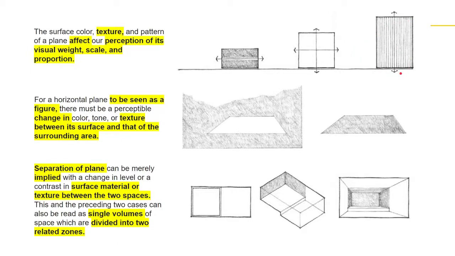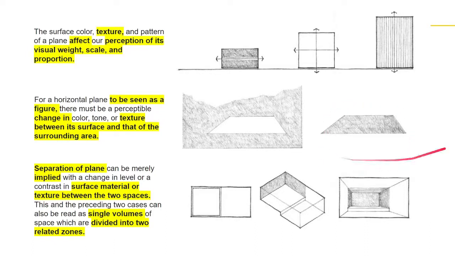And next you have your spaced texture or spaced pattern. Given the direction of the line, your vertical lines would bring up or feel longer. For a horizontal plane to be seen as a figure, there must be a perceptible change in color, tone, or texture between its surface and that of the surrounding area. For example, when you're creating a construction, a building, or a residence, the contrast between the plane on which you're about to build and the surrounding environment would have a perceptible change in color and tone.